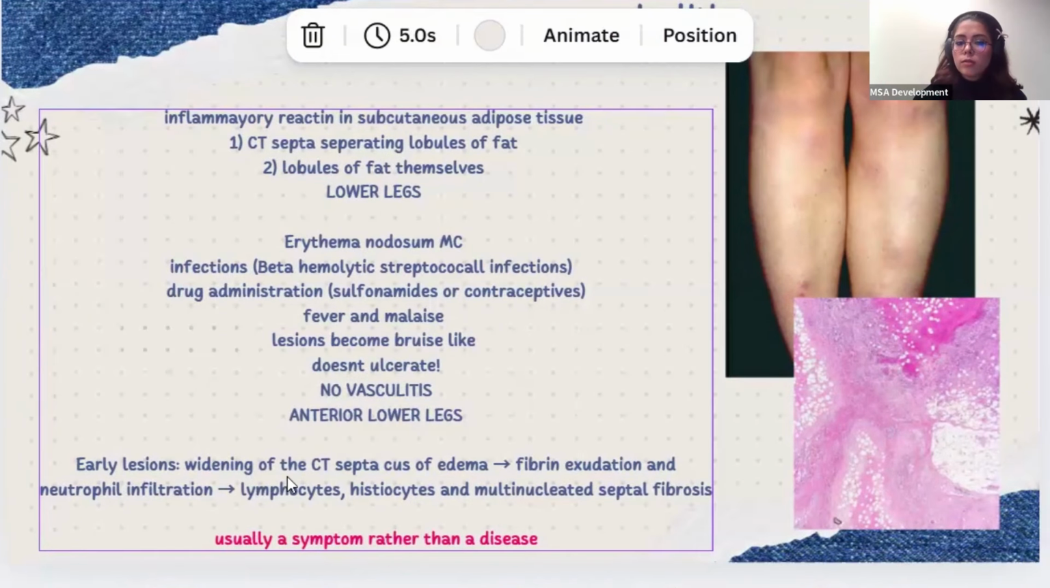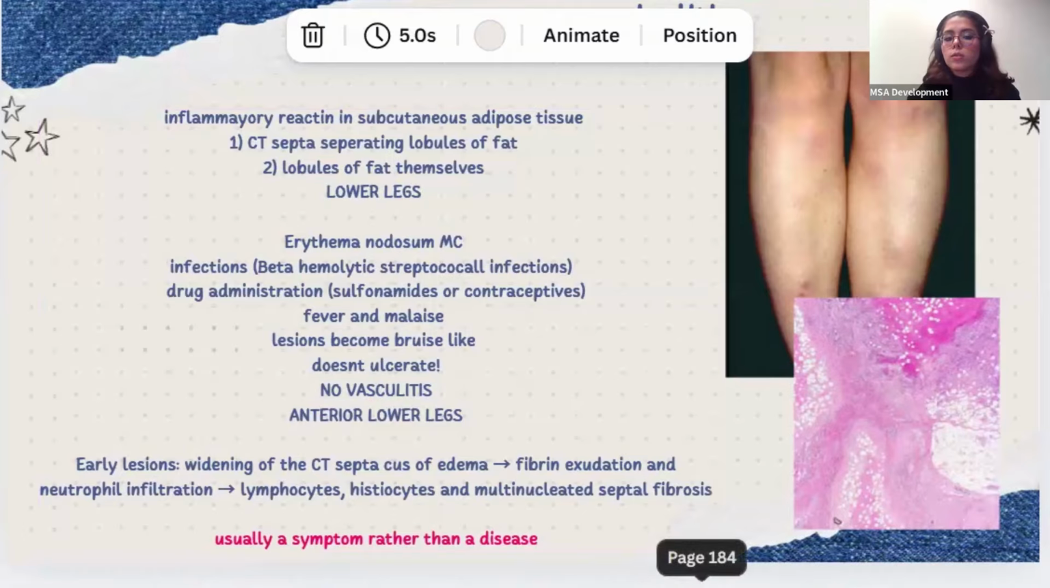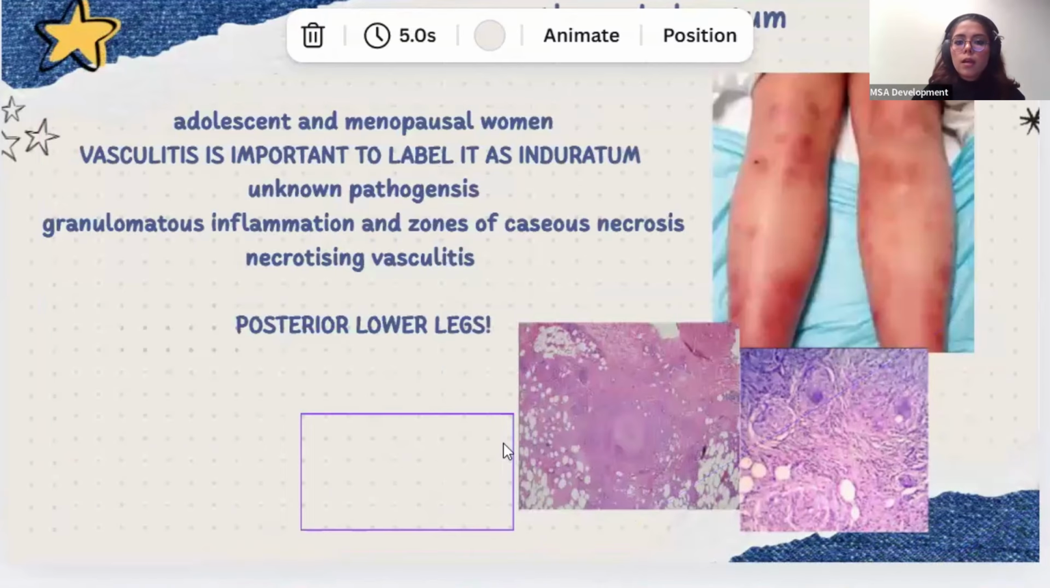Early lesions show widening of the connective tissue septa because of edema, fibrin exudation, and neutrophil infiltration, lymphocytes, histiocytes, multinucleated septal fibrosis, and it's usually a symptom rather than a disease. But I'm just giving it to you here.